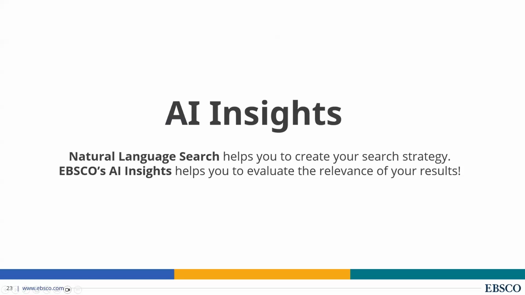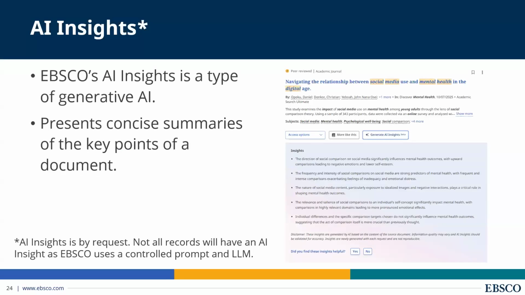All right, so our next AI tool is something called AI Insights. Now, we use natural language search to create our search strategy, and we're going to use EBSCO's AI Insights to help evaluate the relevance of the results that we find. So EBSCO's AI Insights is a type of generative AI. It will help to present concise summaries of the key points of a document, usually between 2 and 5 points. It is grounded in the full text as well, so it is different to the abstract. Please note, libraries do have to request AI Insights, so if you don't see it in your library, it could just mean that it hasn't been requested. And please also note that not all records will have an AI Insight, as we use a controlled prompt with the large language model that we use here.